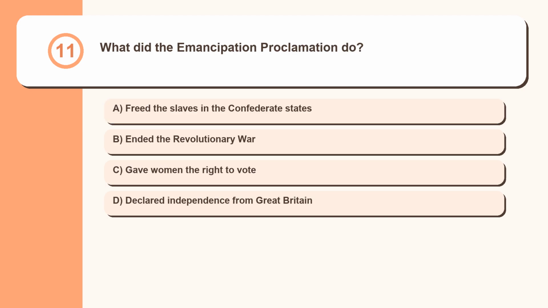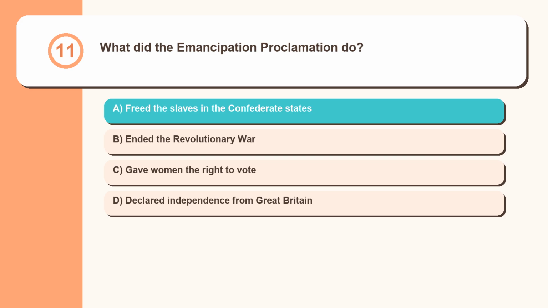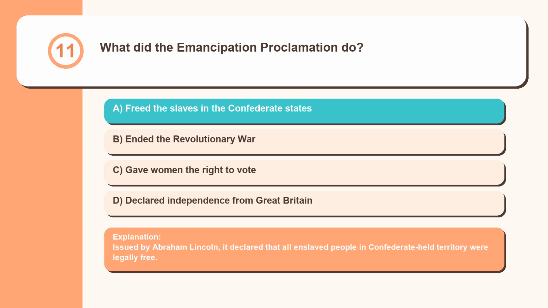Question 11. What did the Emancipation Proclamation do? Freed the slaves in the Confederate States, ended the Revolutionary War, gave women the right to vote, declared independence from Great Britain. Issued by Abraham Lincoln, it declared that all enslaved people in Confederate-held territory were legally free.